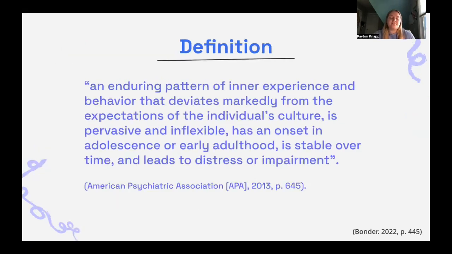So to start off, a definition of a personality disorder. A personality disorder is an enduring pattern of inner experience and behavior that deviates markedly from the expectations of the individual's culture, is pervasive and inflexible, has an onset in adolescence or early adulthood, and is stable over time and leads to distress or impairment. And that's according to the American Psychiatric Association.